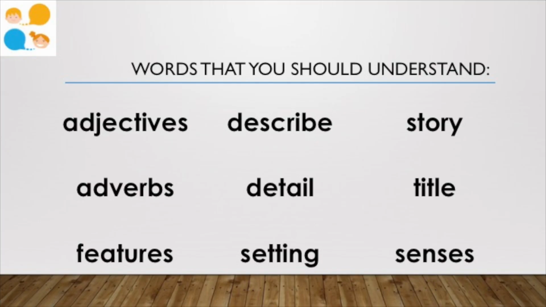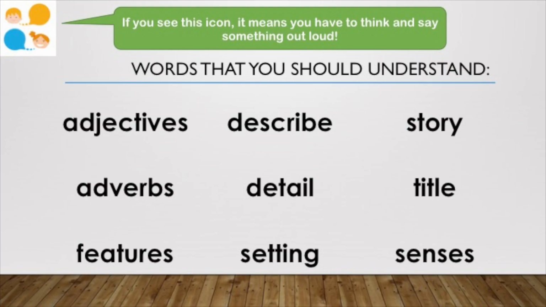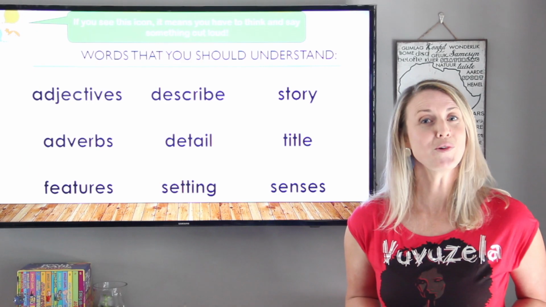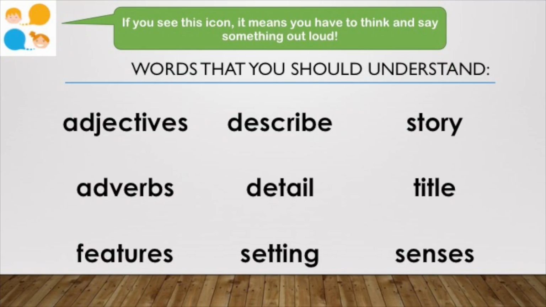On the screen you will see words relating to descriptive essays. We call this vocabulary. What I would like you to do when you see this icon is to either think out loud or say a word right where you are and participate with me in an activity. Let's read these words. Adjectives, adverbs, features, describe, detail, setting, story, title, and senses.